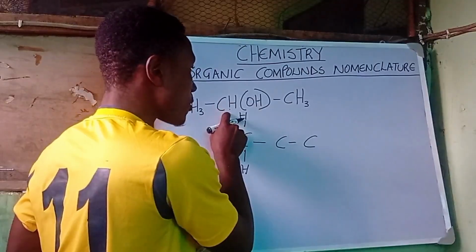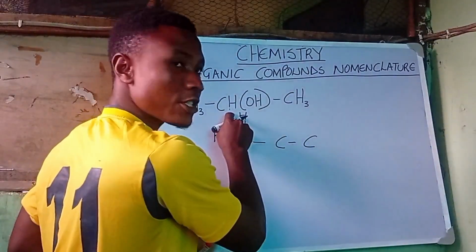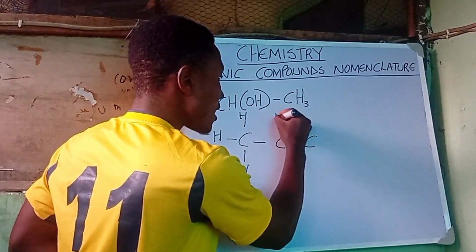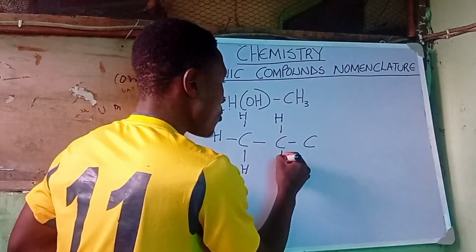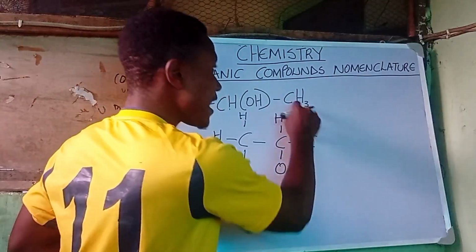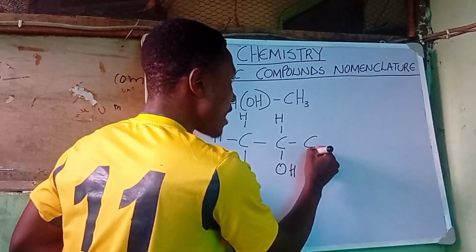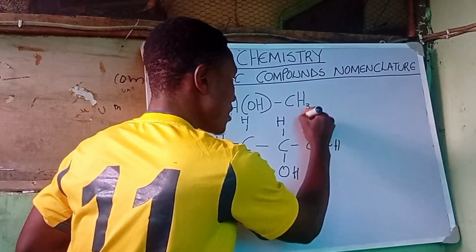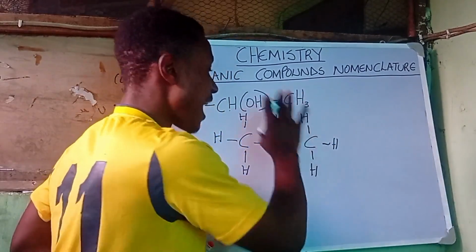The second carbon has what? An OH, and it's also bonded to 1 hydrogen atom. So we have 1 hydrogen atom and we have OH. And the last carbon is bonded to 3 hydrogen atoms, right?